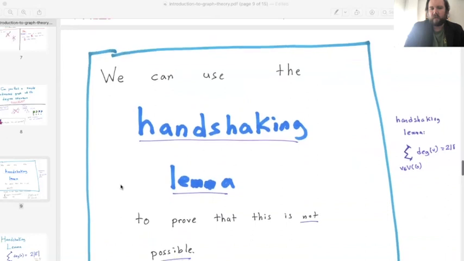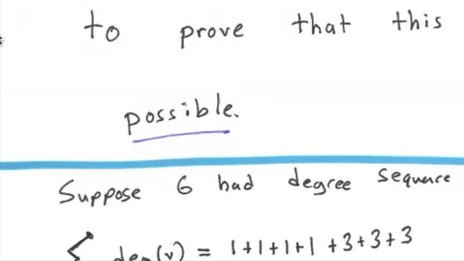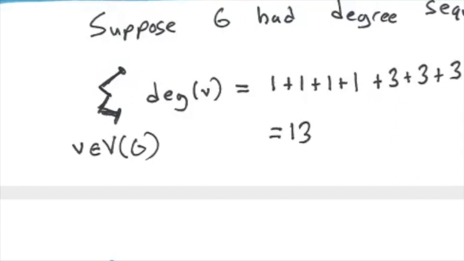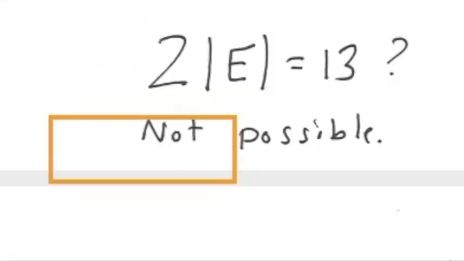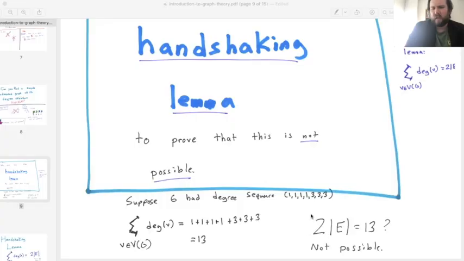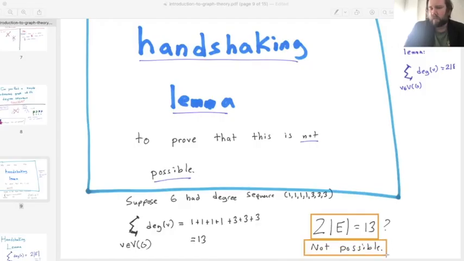And let's see how we can use this to prove that there is no degree sequence that has 4 1s and 3 3s. Let's look at the sum of all of the degrees. So we have 4 1s, 3 3s, and the total sum of the degrees will be 13. But on the other hand, that has to be equal to twice the number of edges. And you can't have 2 times an integer be equal to 13. So this is not possible.